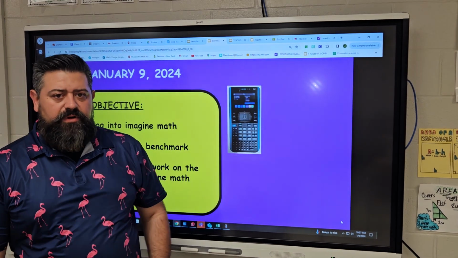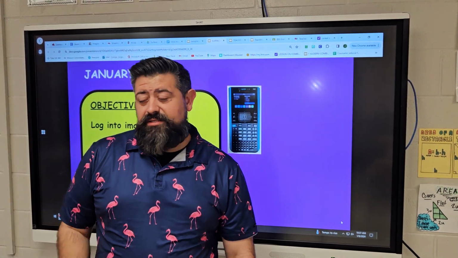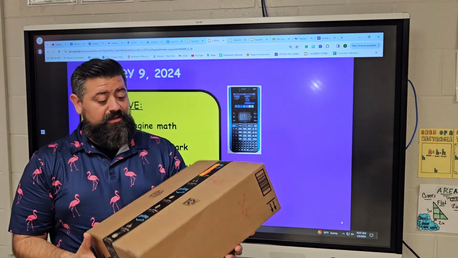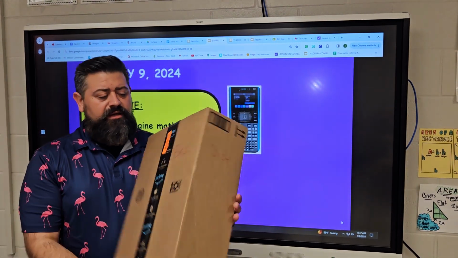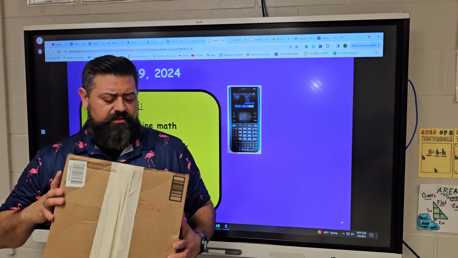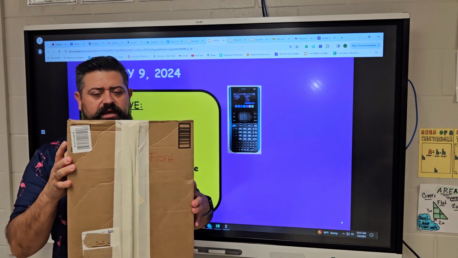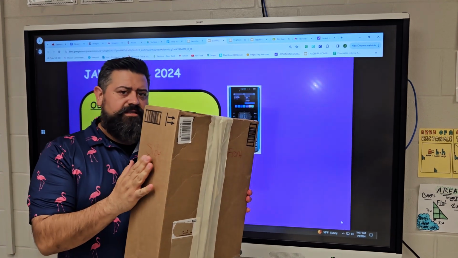Hey guys, today we're going to be working on surface area with boxes. Right here we have a box from Amazon. I've already labeled it where it says top. So this is the top portion of the box. We have a front and we have a side, right?